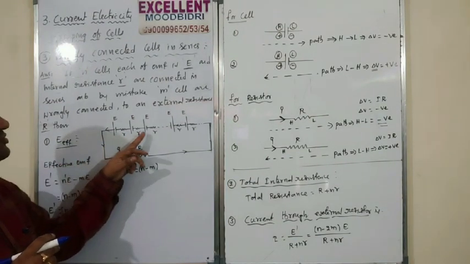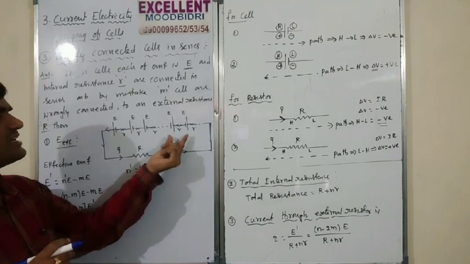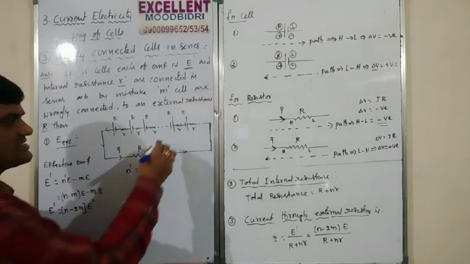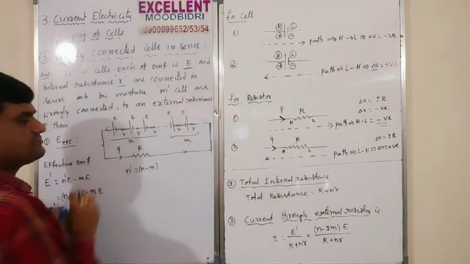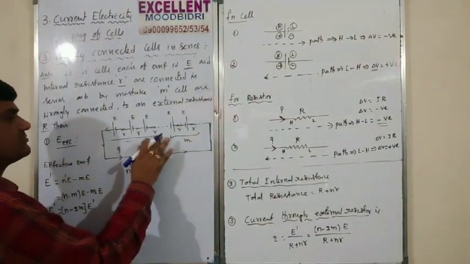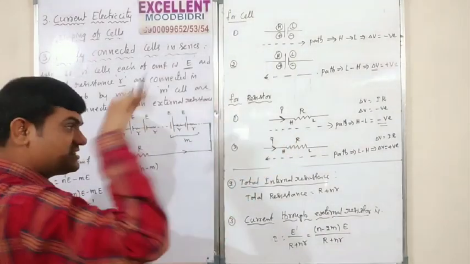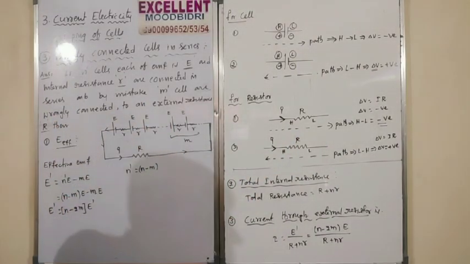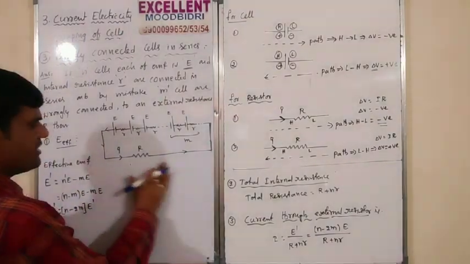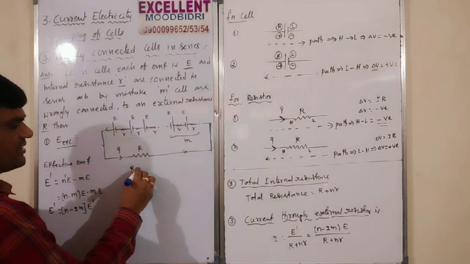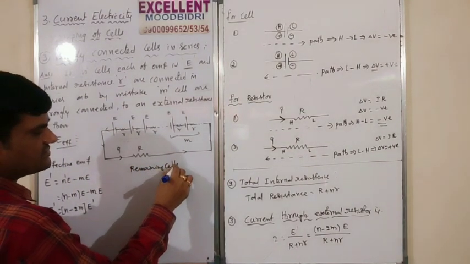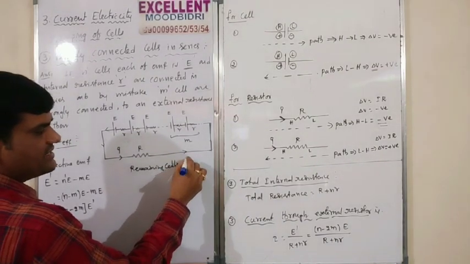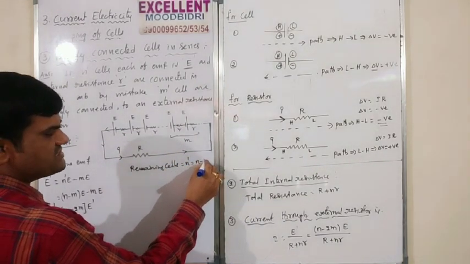So E1, E2, E3, and so on. And here these are M cells, not 2 cells. These are the N cells, total N cells. Of these, M cells we should connect in series opposing order only. Therefore, how many remaining cells will come? So N dash is equal to N minus M. Correct?